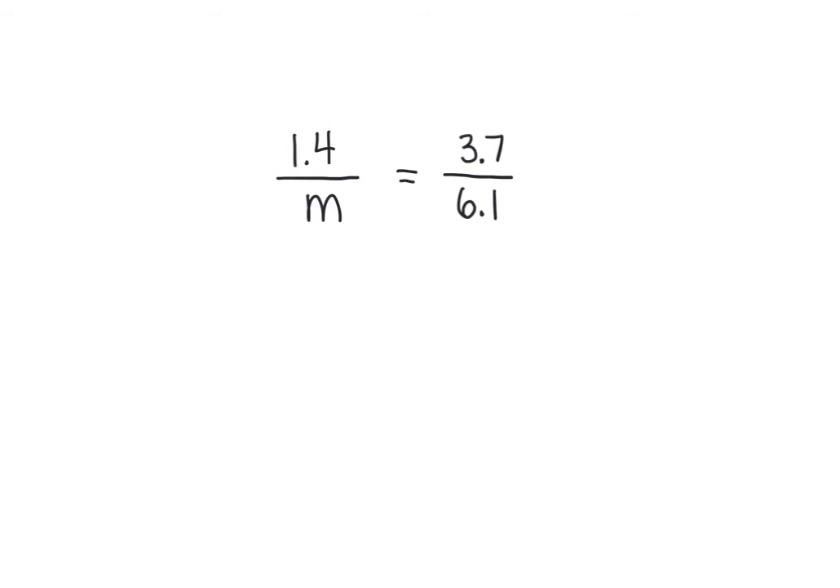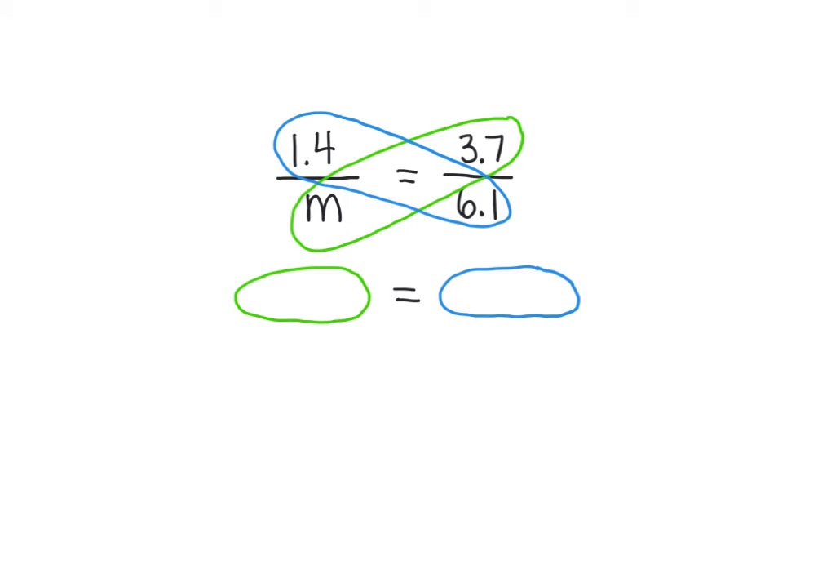Our proportion might also involve decimals, but the same property of cross multiplication will work. We can multiply this 3.7 times the m to get 3.7m. And across the other diagonal, we'll multiply 1.4 by 6.1, and we'll get 8.54.